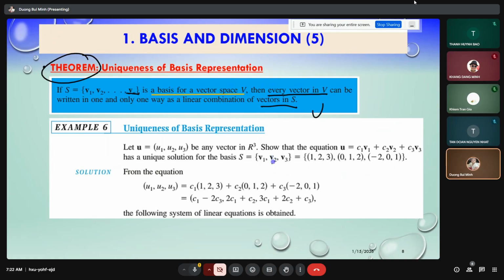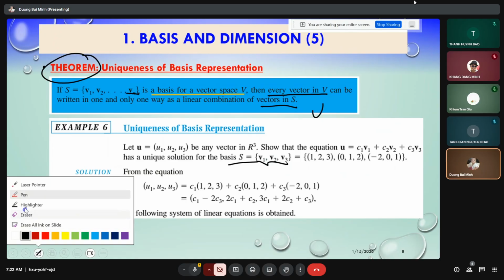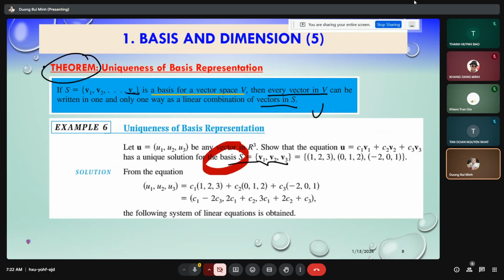For example, if we have the basis, any vector in the vector space can be expressed by a linear combination of all vectors in the basis. So this is the meaning of the basis, right? That means normally we can say the basis means the common variable.